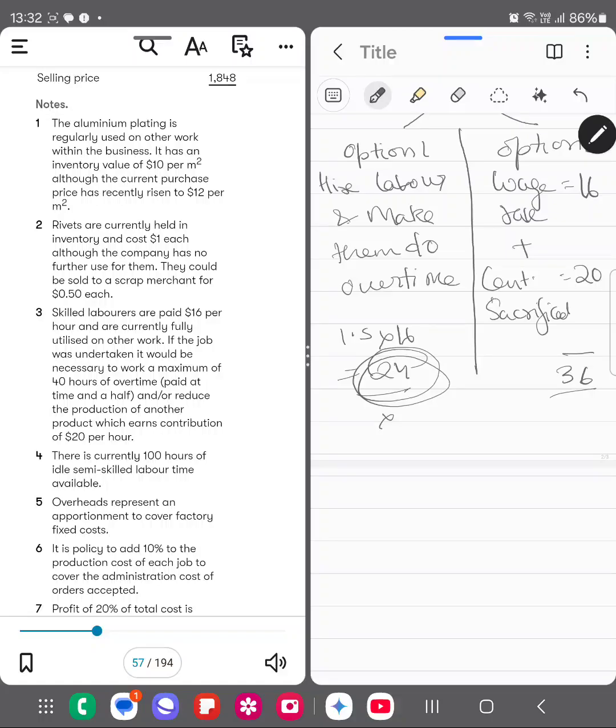take this, I explained you option 1 and option 2 very well. If they hire new labor, then this would be the wage rate, and if the labor is diverted from the another project, then this is the wage rate. Now another thing you can think is, okay, now they have diverted, so we will multiply into 50, both the options we can multiply by 50 hours, and we can see what is the cheapest one. But now if we read the question properly, if the job was undertaken, it would be necessary to work a maximum of 40 hours of overtime. Okay, so the wage rate for 40 hours, how much will it be?